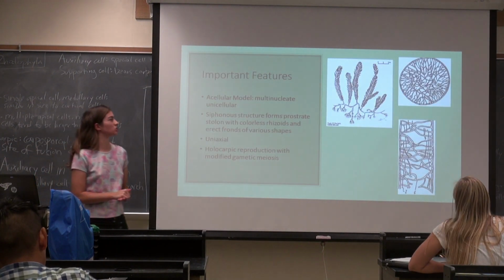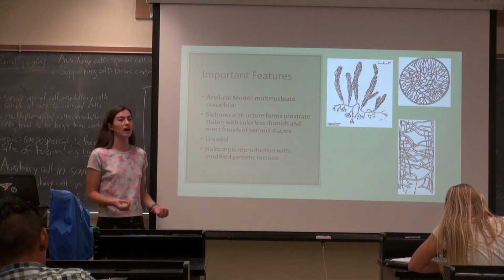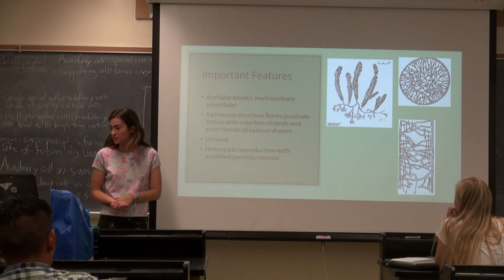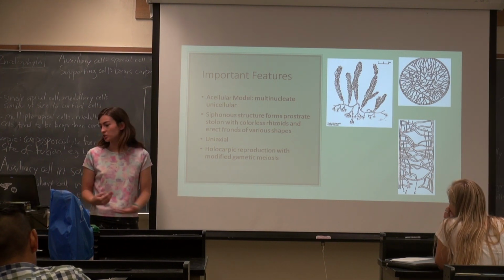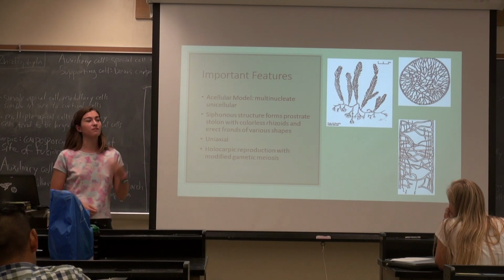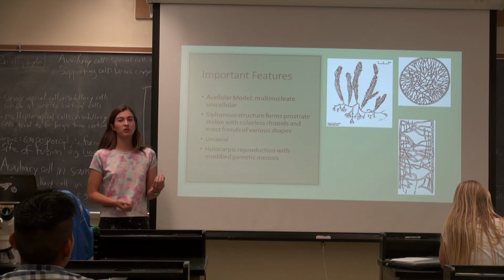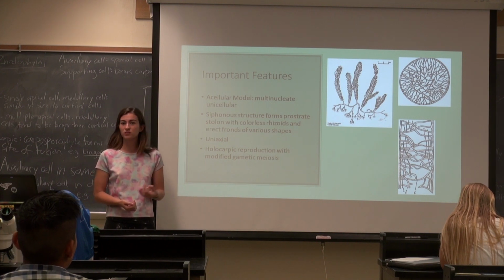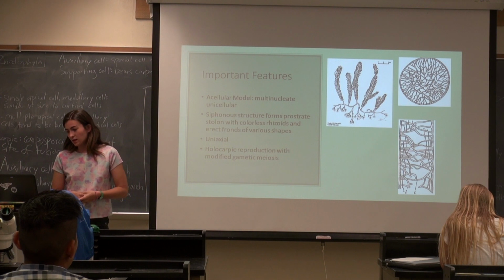So some important features: this is one of the acellular plants, so it is only one cell. It is going to have multiple nuclei though, to kind of compensate for the fact that these cells get so large. So they have that siphonous structure where it's kind of like a living garden hose, where most of the plant is actually just that vacuole that's full of water and polysaccharides.